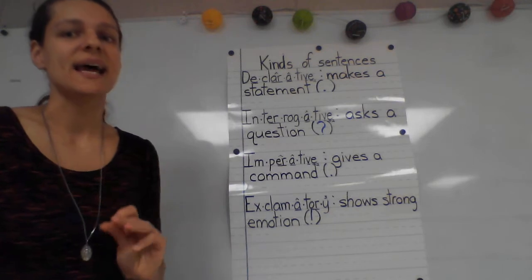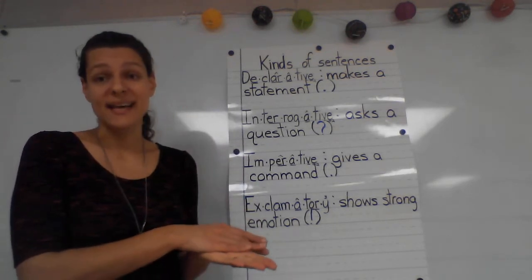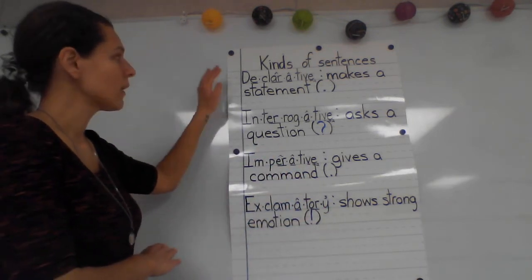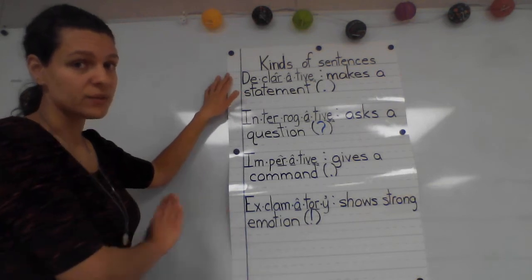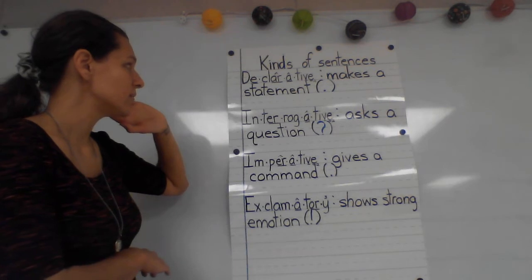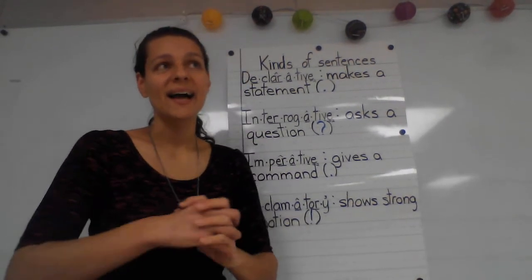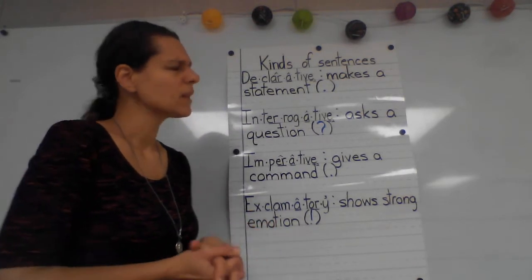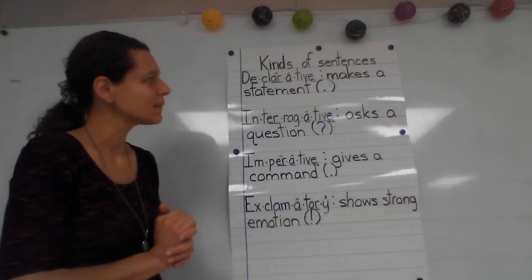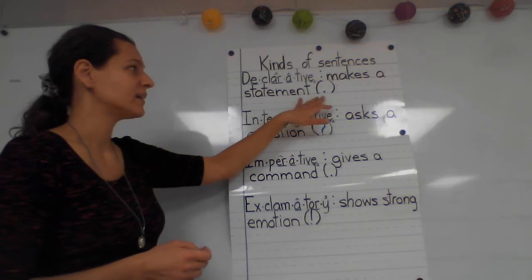Oh, what I was going to say is when you're writing a sentence, you can decide if you want to show strong emotion or not. Because remember, our exclamatory sentence, if we gave it a different punctuation mark, it could be a declarative sentence or an imperative sentence. For example, I could say, I love bunnies. What kind of sentence did that sound like to you? To me, it sounded like a declarative sentence. I was making a statement.